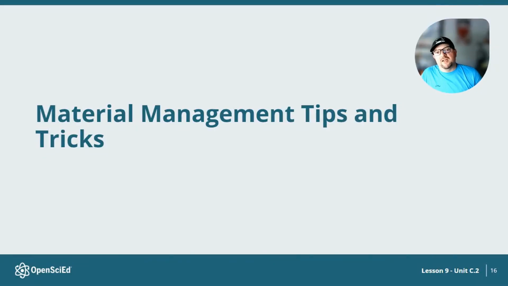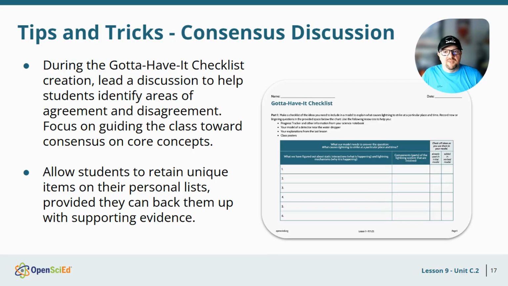Here are some secrets from my classroom and some logistical suggestions to help lesson 9 run smoothly. When building the Gotta Have It checklist, I frame my role not as the person with the answers, but as the facilitator helping the class map out where our ideas overlap and where we still have healthy disagreement. To keep the energy high and make this synthesis feel like a collaborative puzzle rather than a lecture, I like to use the pass the marker strategy where students physically hand off a marker to a peer to add the next piece of evidence on the board.